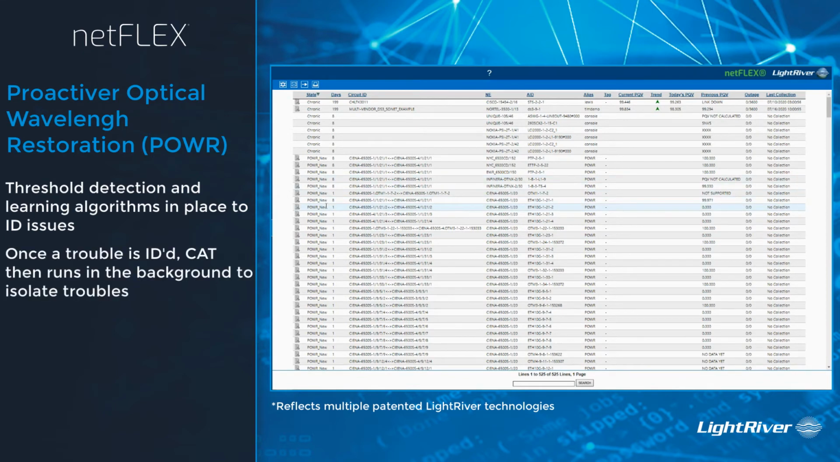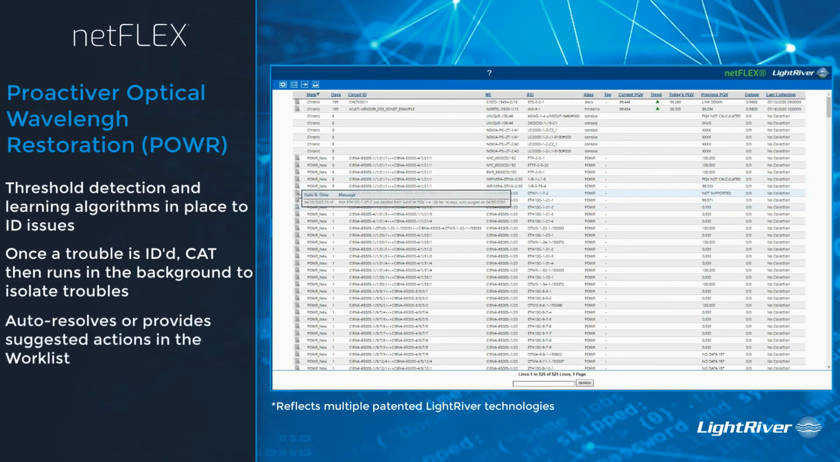Basically, CAT will run in the background. It's going to determine where that trouble is, whether it's a receiver that's bad, a transmitter that's bad, a light level that's just out of spec, or just taking errors, anything like that. And it's going to give you that suggested action here in the output.